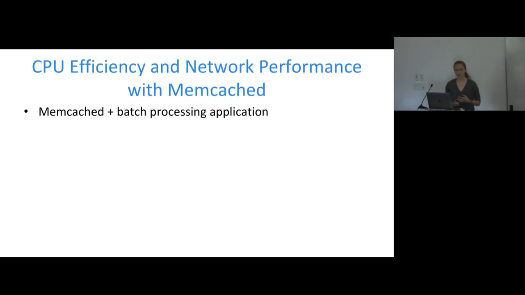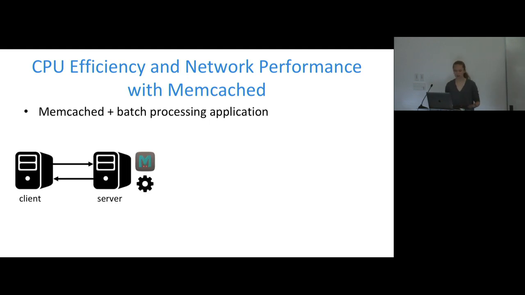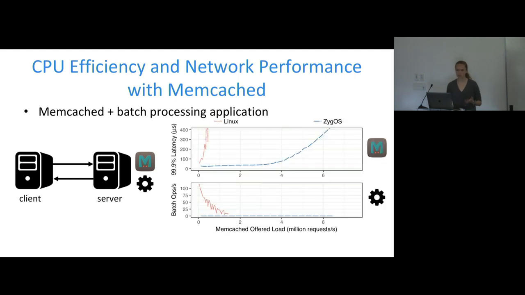So let's revisit the memcached experiment that we looked at earlier in this talk. To refresh your memory, we have a client that sends requests to a server. The server looks up the value in memcached and responds. And we also have a batch processing application running on the server. We saw that Linux achieved poor performance for memcached, but got some throughput for the batch application, while Zygos had good performance for memcached, but no throughput for the batch application.